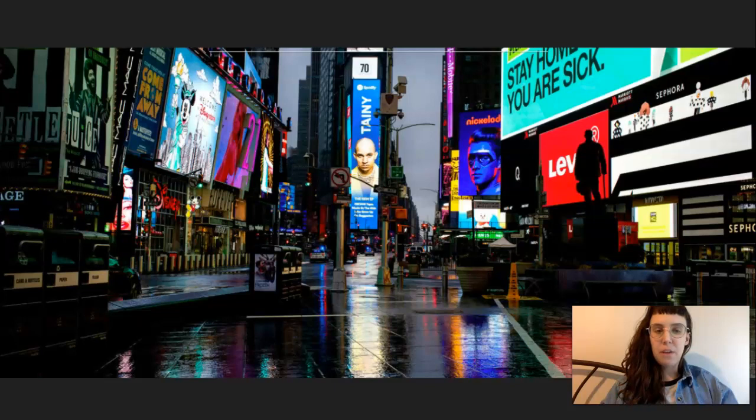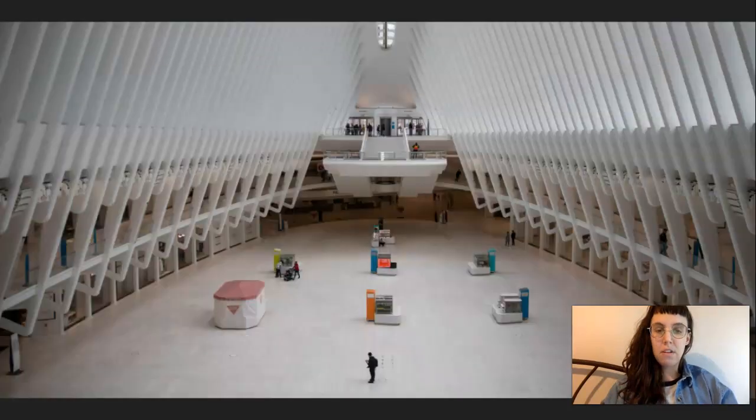So I wanted to start with a couple of pictures to get us started thinking about this project. So we have Times Square empty, and this was a picture that was taken a couple of weeks ago. We also have the Oculus, pretty empty in Manhattan, though it's one of the largest commuting hubs in the city. And the reason I wanted to start with these pictures is to introduce our new project, which is a photo essay. So why a photo essay?